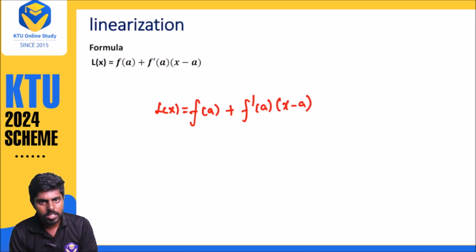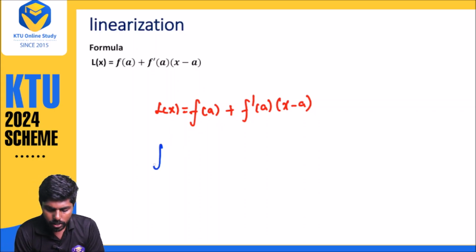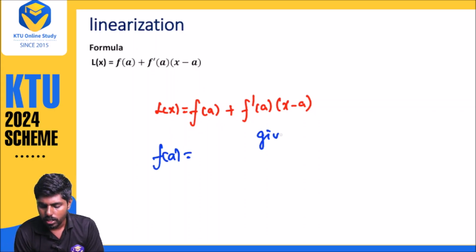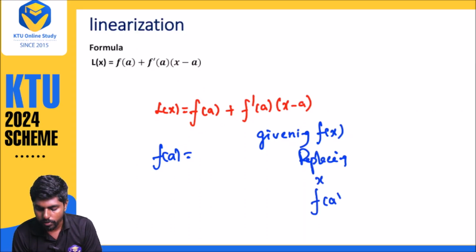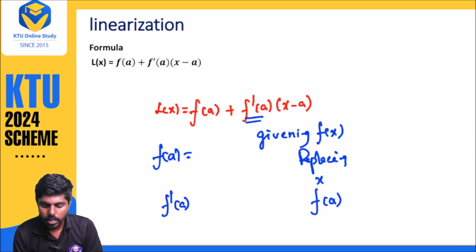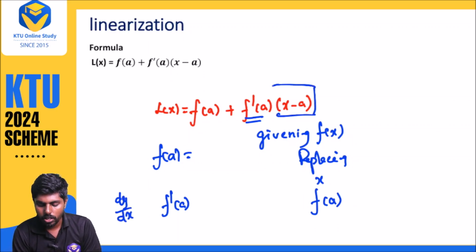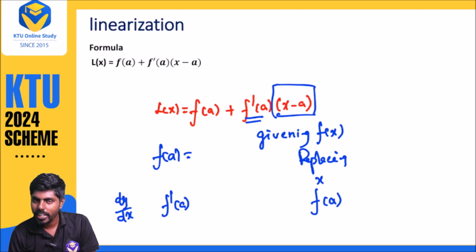What is f of a? They will be giving f of x, so replacing x with a, you are going to write f of a. Similarly, what is f dash of a? That means the derivative, dy by dx. Then x minus a is the normal part of the formula. Very simple formula. Take a piece of paper, write the formula, and revise it multiple times.